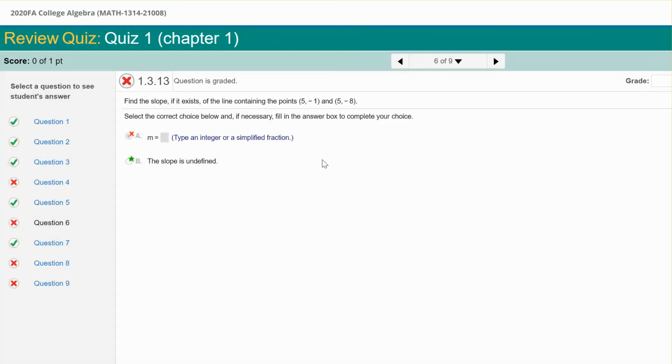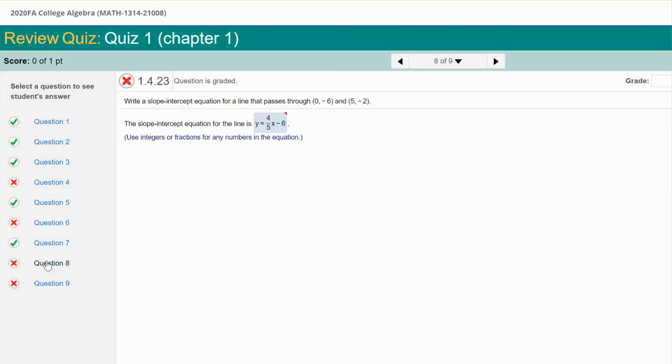So on this one, you have a formula for slope. It's m, or slope, equals y sub 2 minus y sub 1 over x sub 2 minus x sub 1. And you're basically just subtracting your y values to get your numerator and subtracting your x values to get your denominator. If you subtract the y values here, you get negative 8 minus negative 1. Well, that's going to be negative 7. And in the denominator, you're going to have 5 minus 5, which is 0. Well, we know that when we have 0 in the denominator of a fraction, the slope's going to be undefined.